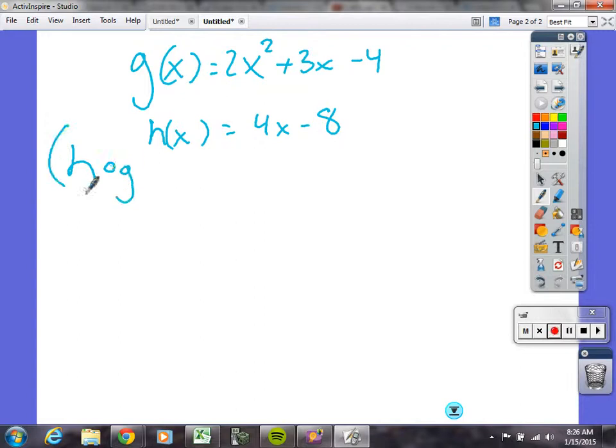And what I want you to look for is maybe h circle g. Okay? But what does this mean? It does not mean multiplication. That is why I don't use the times thing over there. This is not a filled-in circle. It means composition. What this technically means is h of g of x.